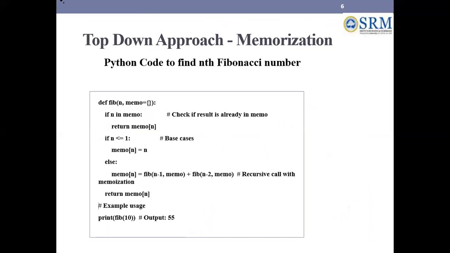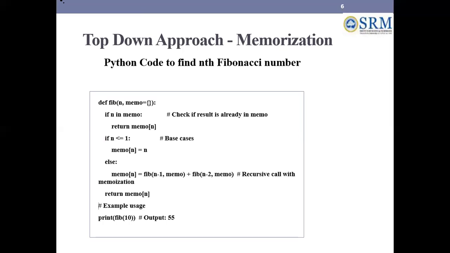Here is the Python code to find the nth Fibonacci number in the Fibonacci series. So we have the function called fib. This is a recursive function. If n is in memo, that acts as a cache. If the subproblem results are already stored in a table, return the result. No need for recomputation. If n is less than or equal to 1, it's a base case. 0 means 0, 1 means 1. Return memo of n.